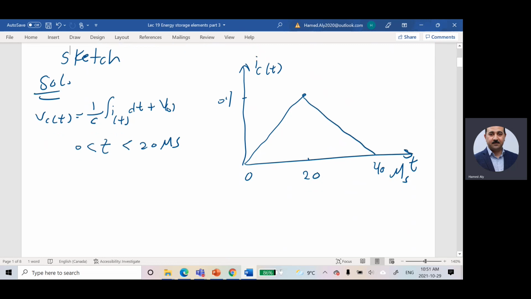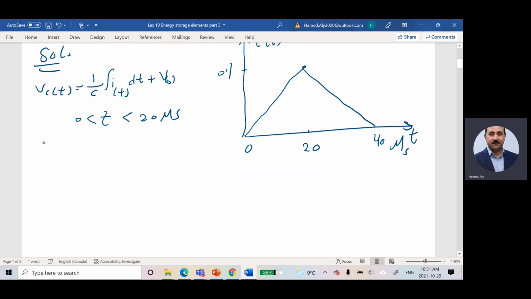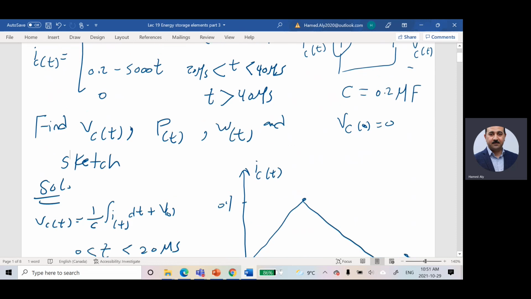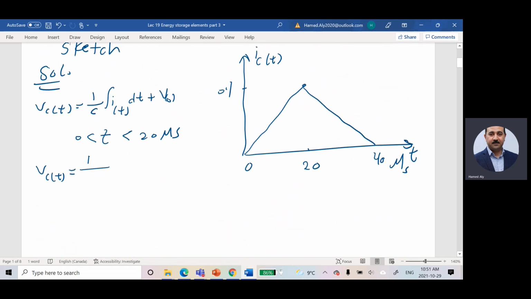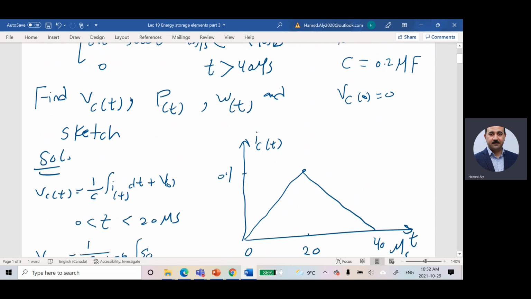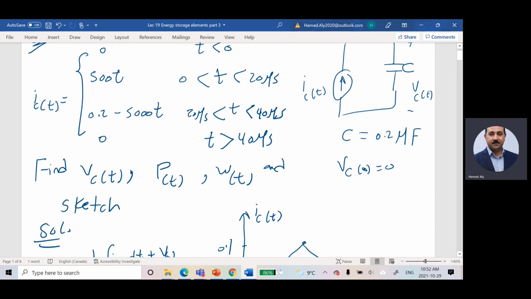Now he would like to find VC of t. So VC of t is equal to 1 over C. What is C? Actually, he gave me 0.2 microfarad and the current is 5000t. So I will write 1 over C, which is 0.2 multiplied by 10 to the power -6, integral of, is it 500 or 5,000? I think it is 5,000. By mistake, I wrote it 500. It's 5,000.